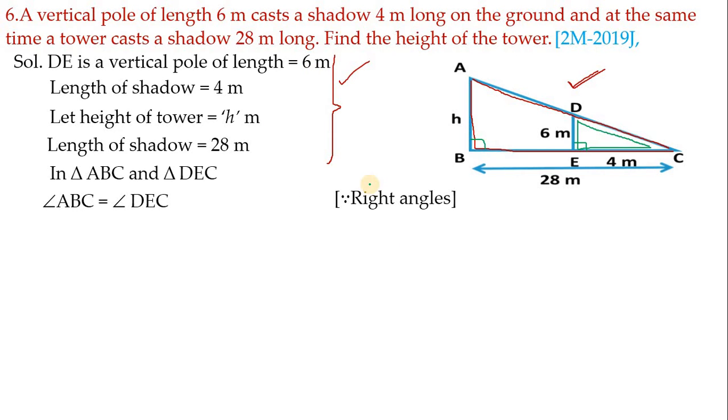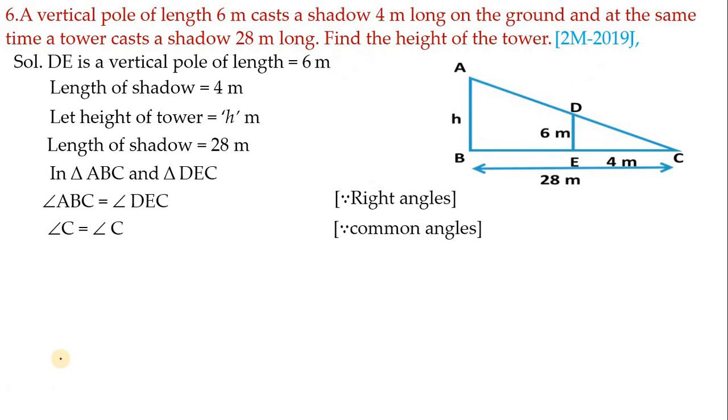So angle ABC is equal to angle DEC because they are right angles. Next, this angle. C is a common angle for both the triangles. If you take triangle ABC, you get angle C. If you take triangle DEC, in that also you get angle C. Hence, C equals C, common angle. Therefore, these two triangles are similar under the AA similarity criterion. Here the triangle symbol is missed, you write down the triangle. Triangle ABC is similar to triangle DEC because of the AA similarity criterion. A is also there and A is also there.